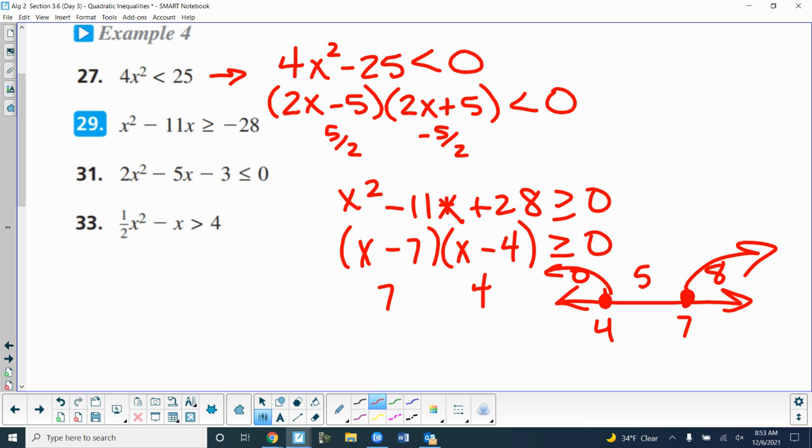Okay? Probably 31 and 33, I would use the quadratic formula because there's no 1 for the A. But I'd have to subtract 4 here on 33. Make sure you do that. Okay? I'd probably use the quadratic formula for those two. Does anybody need me to go over those two? So we're okay with how to do these now?